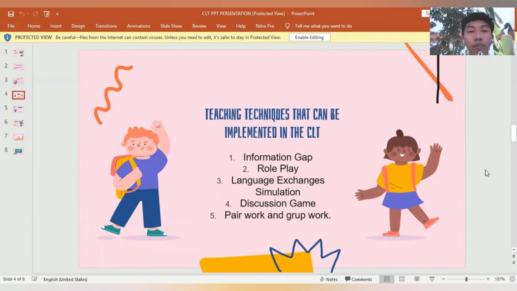The second is role play. These techniques put students into practice, such as the teacher giving a student the role of a model, with the aim that the student can improve their grammar, pronunciation, and understanding in English.